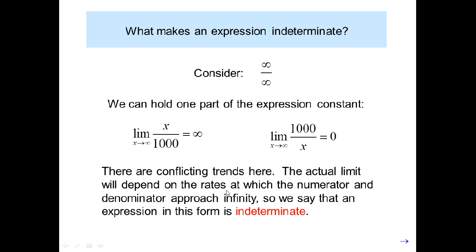The actual limit will depend on the rates at which the numerator and denominator approach infinity, so we say that an expression in this form is indeterminate. Unless we know more information, we can't do anything about it. That's where we can use L'Hopital's rule on our limit and go from there. Because remember, what is a derivative? If you take the derivative of the top and the derivative of the bottom, you're just finding the rate of change on the top versus the rate of change on the bottom. So you're comparing their rates of change.